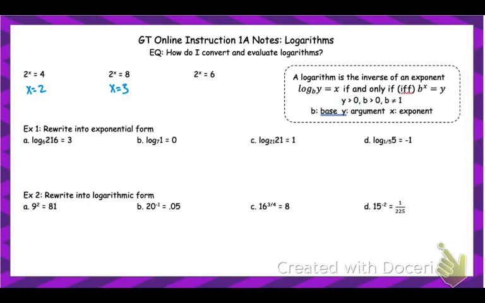So that's just a few things. Out of all of those, the biggest things to know: what we're taking the log of is called the argument, and that argument has to be greater than 0.